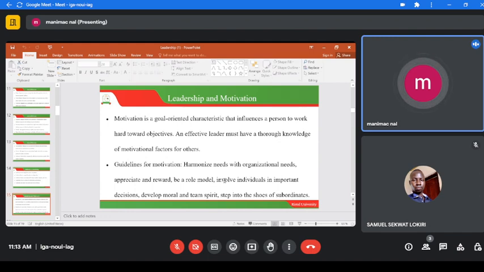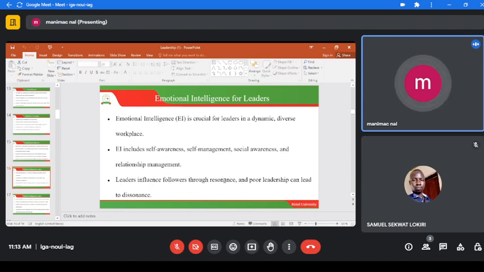You also need to be a role model to those individuals. Involve individuals in important decision making, develop morale and team spirit, and also step into the shoes of your subordinates. That's why we mentioned that earlier on, when looking at the qualities of a leader, we said that a good leader needs to sympathize or put yourself in your client's or your subordinate's shoes.